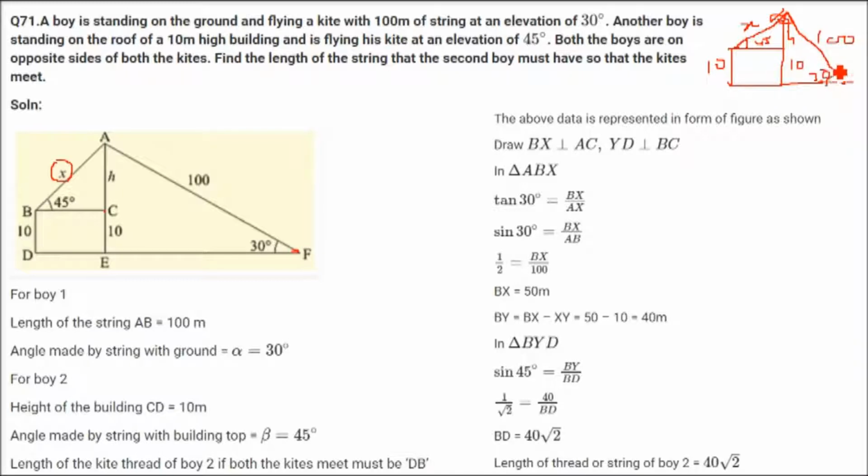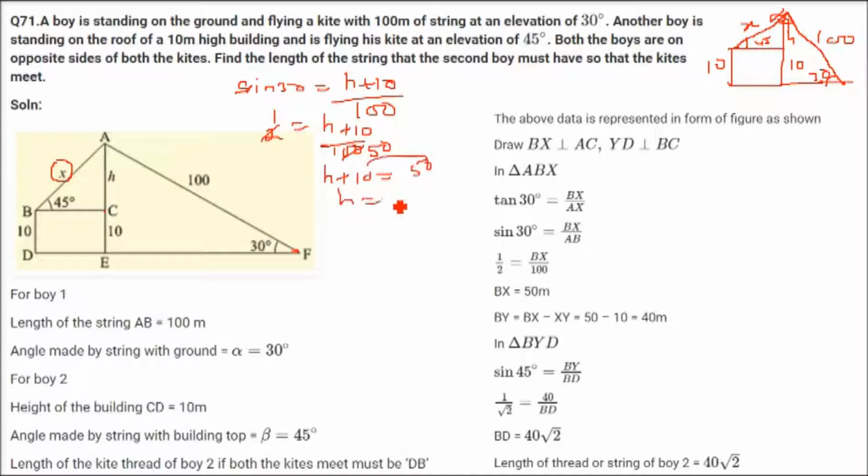See, this is perpendicular, this is hypotenuse. So we'll use sine 30 degrees. I am taking triangle AEF. Sine 30 degrees will be equal to perpendicular, that is h plus 10, by hypotenuse, 100. Sine 30 is half, so half equals h plus 10 by 100. So h plus 10 is 50, and h will be 40. So this height is 40.